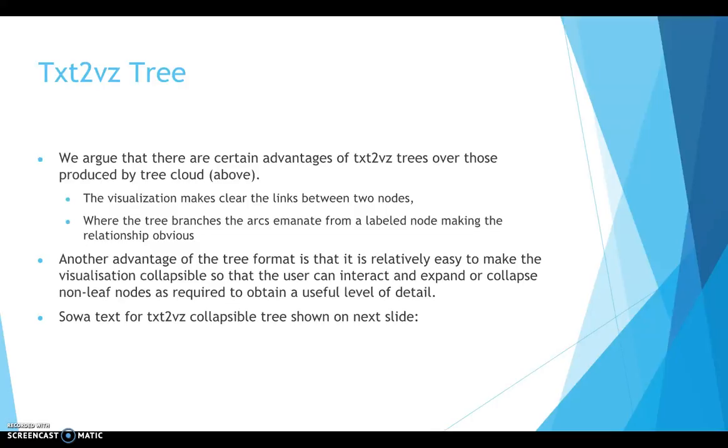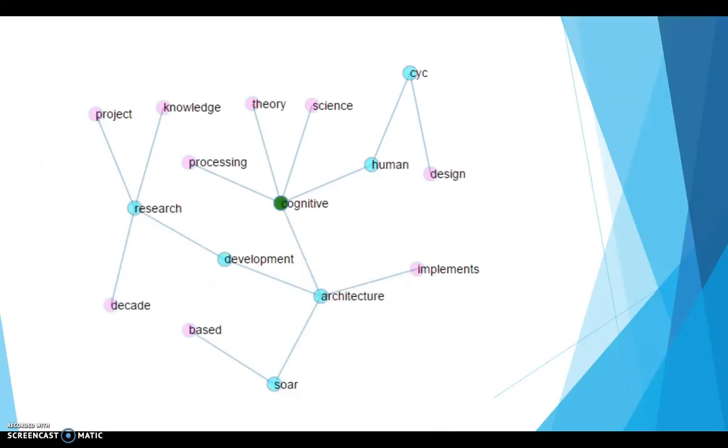Here's the SOA text in the tree format, and this is using a force-directed layout. If you click on any of these internal nodes, it will collapse at that point, and then clicking again, it will simply expand. So perhaps this is easier to read than the previous network, and again, the key terms have been highlighted here.